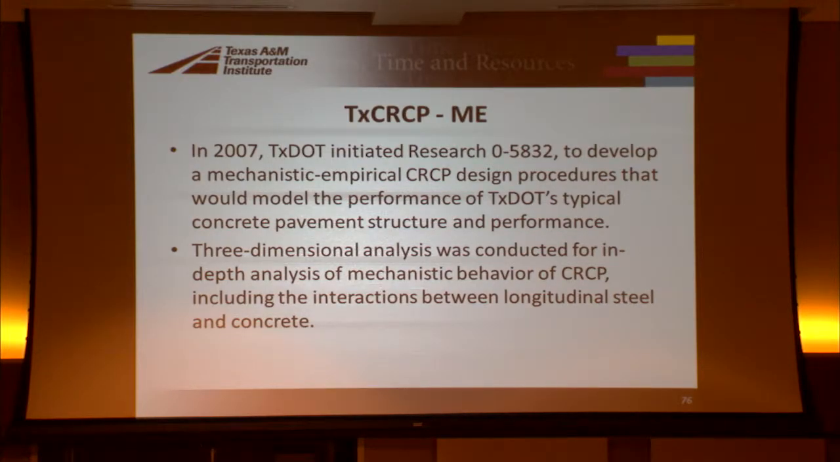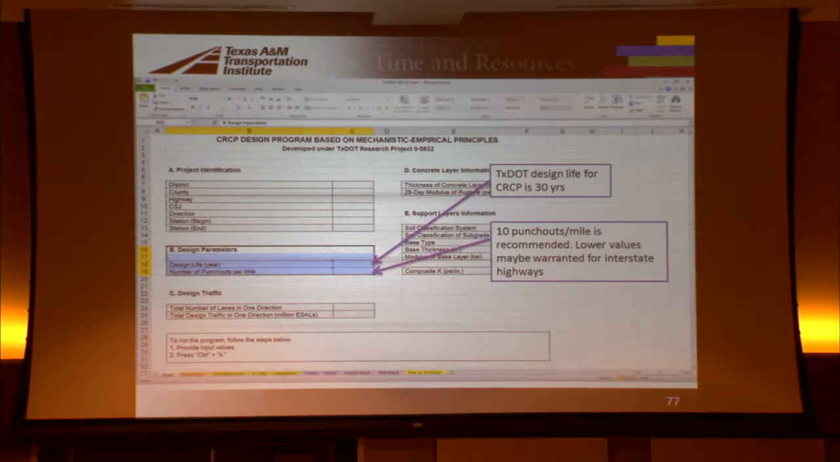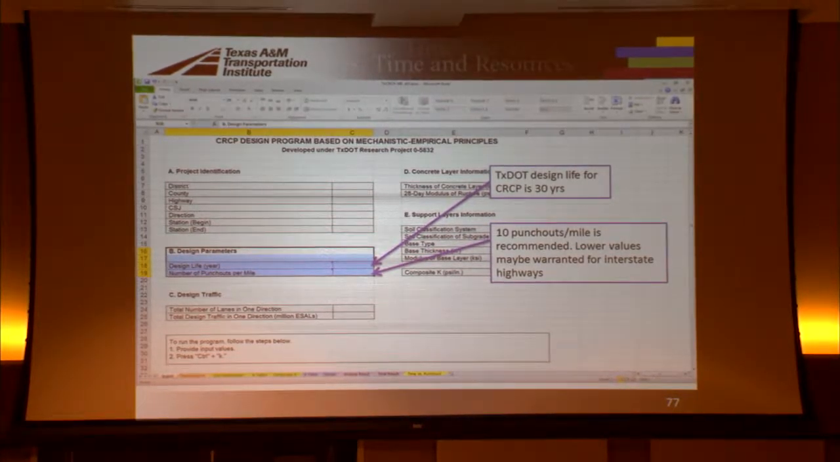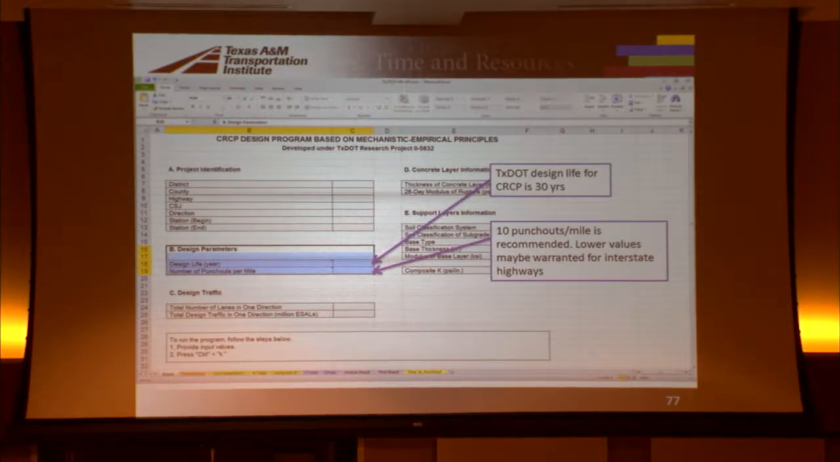Moon Wan led it, where he came up with a new design procedure that replaced the procedure they were using from the old AASHTO procedure. It's a pretty simple procedure. We designed for 30 years in terms of the traffic. 10 punch outs per mile, that's the main failure mode that we're concerned about with CRCP.